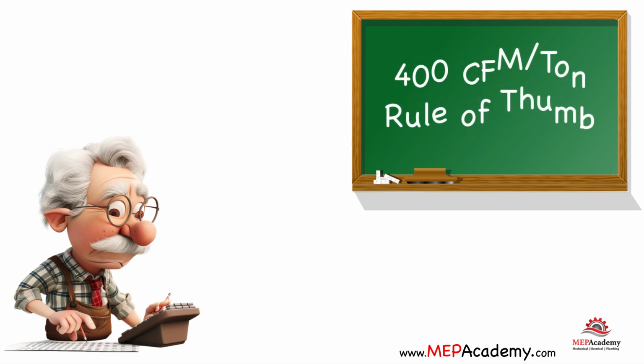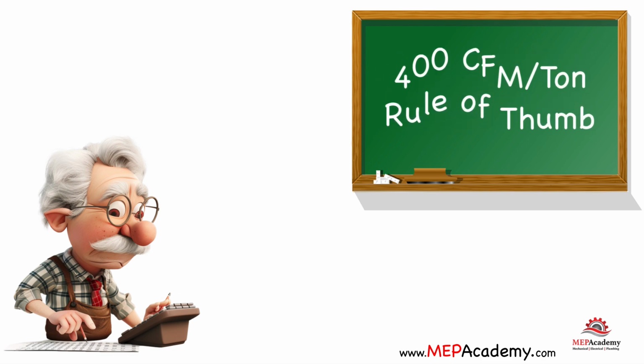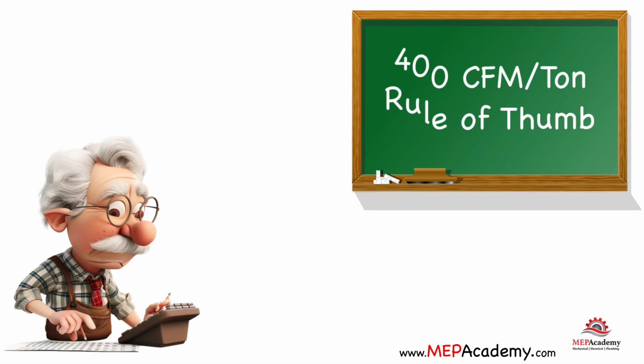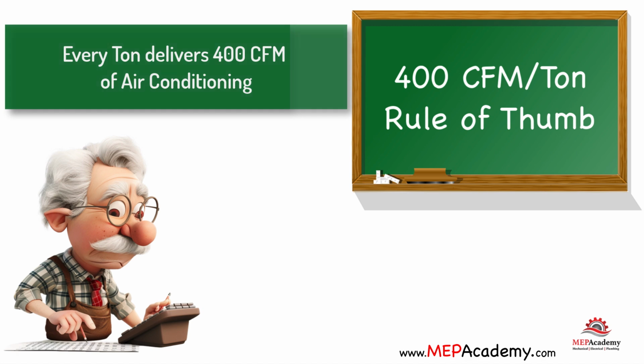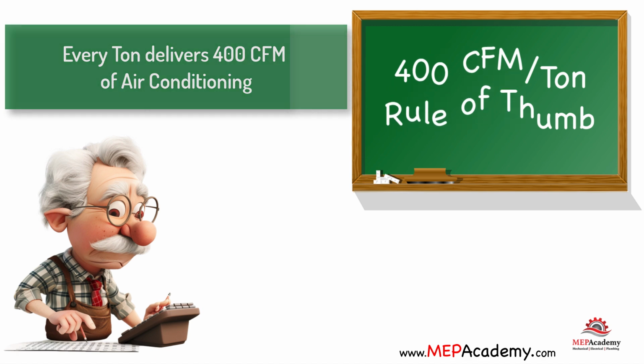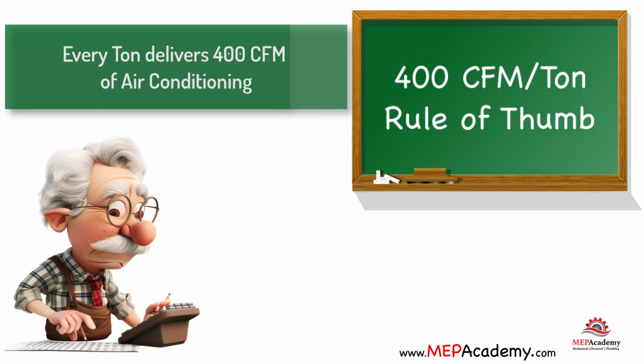400 CFM per ton rule of thumb. The 400 CFM per ton rule of thumb is a commonly used guideline in the HVAC industry to estimate the airflow requirements for air conditioning systems. It suggests that for every ton of cooling capacity provided by the air conditioner, approximately 400 cubic feet per minute, CFM, of airflow should be delivered to the conditioned space. This rule of thumb is based on a combination of engineering principles, empirical data, and practical experience in the design and operation of air conditioning systems.